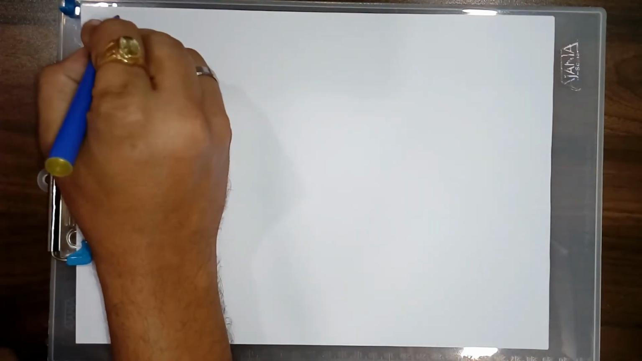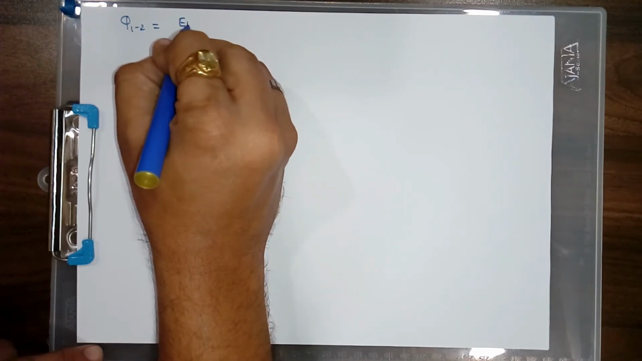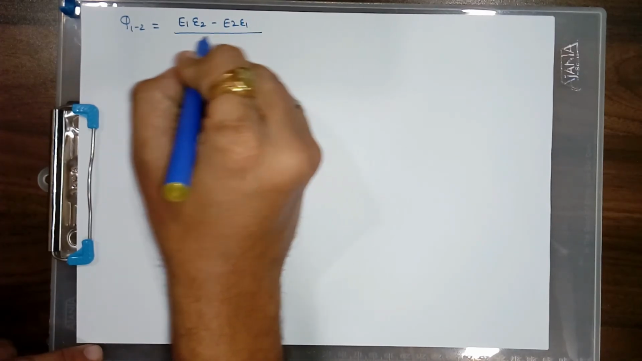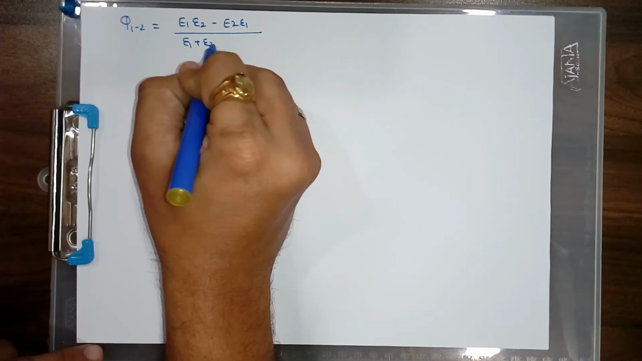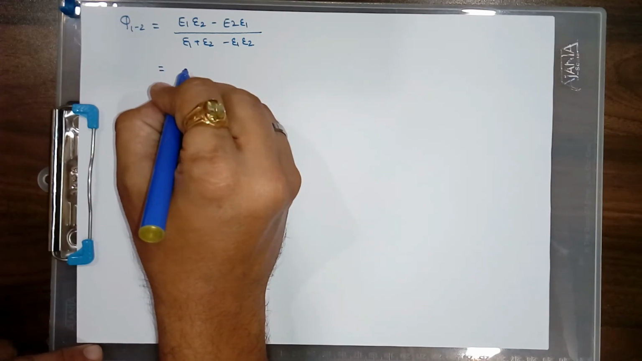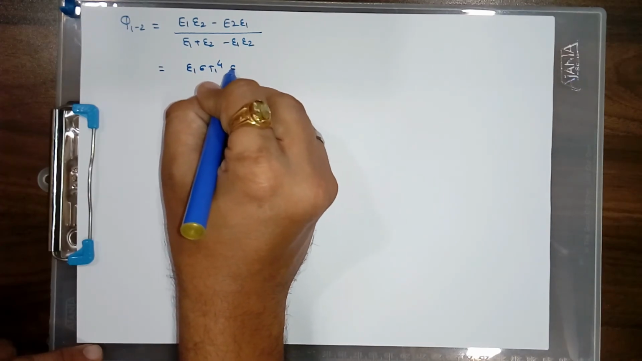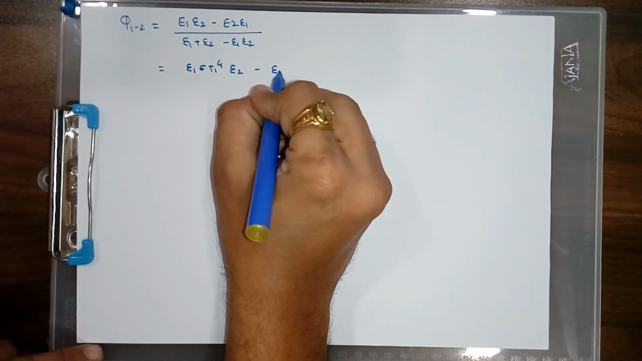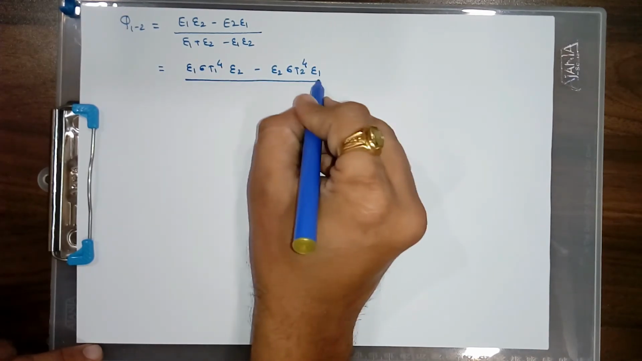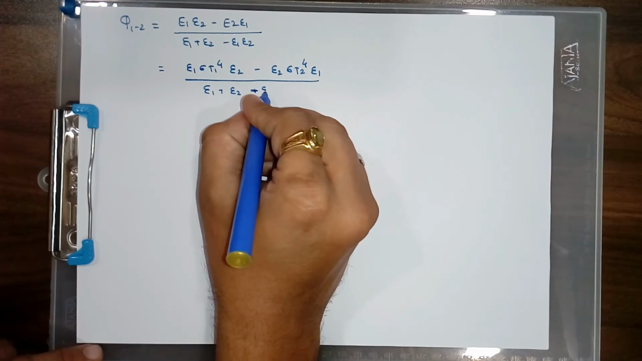So our expression becomes Q1-2 equals to E1 emissivity2, E2 emissivity1 divided by E1 plus E2 minus E1 E2. Now we put the value of E, that becomes ε1 sigma T1 to the power 4 into ε2 minus ε2 sigma T2 to the power 4 into ε1, divided by E1 plus E2 minus E1 E2.